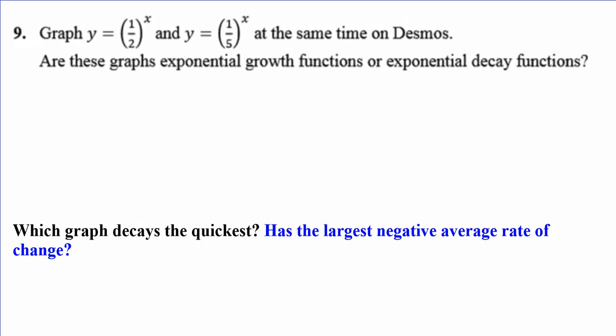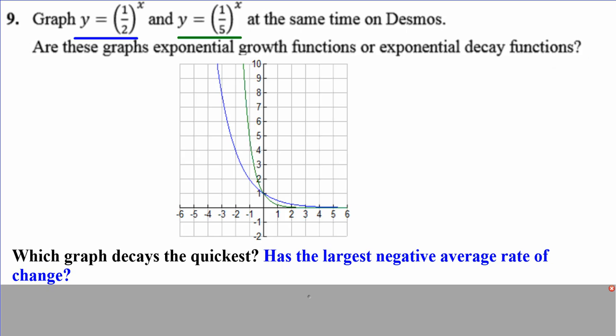Now we want to graph 1/2 to the power of x and 1/5 to the power of x on Desmos. And again, are they exponential growth or decay? And then we're going to look at their rates. So again, 1/2 to the power of x is in blue, 1/5 to the power of x is in green. Which one is decaying the fastest and has the largest negative average rate of change?